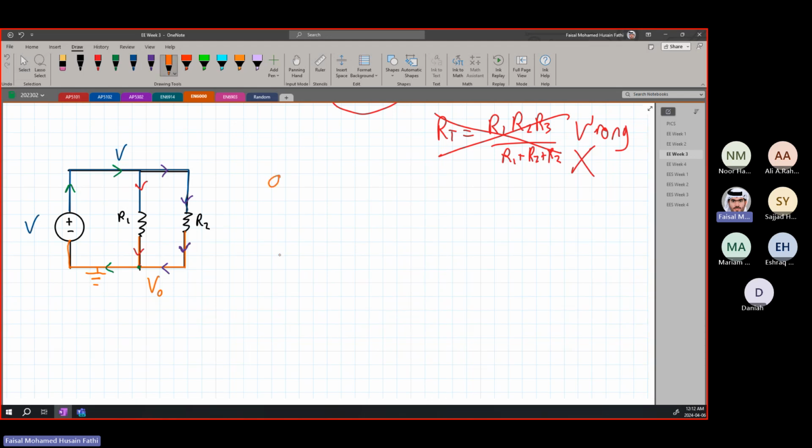What does ground mean? Ground. What does ground mean? It means where voltage is assumed to be equal to 0. All right? This is what ground voltage means. Simply. All right?